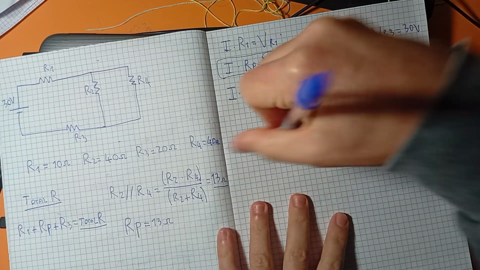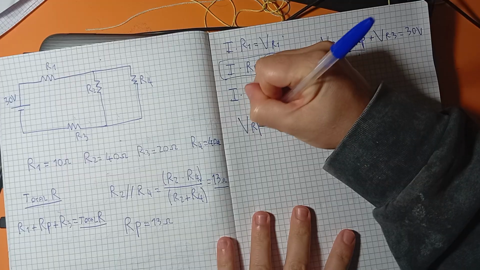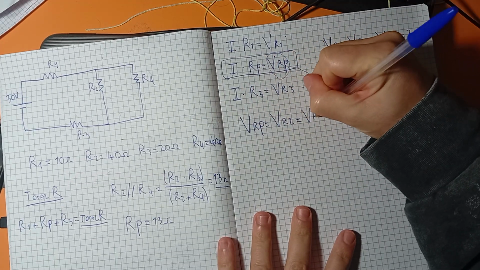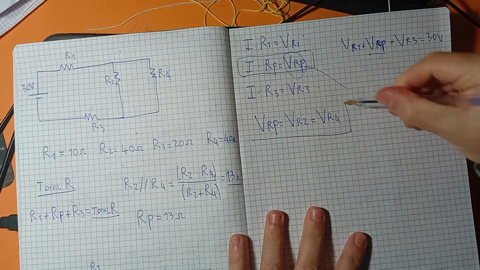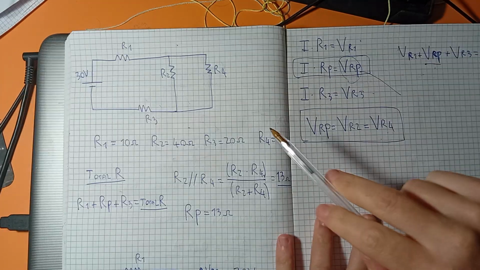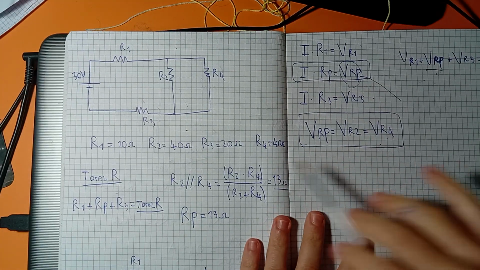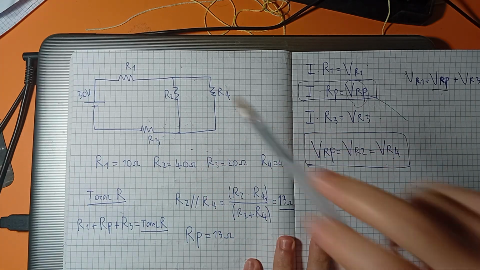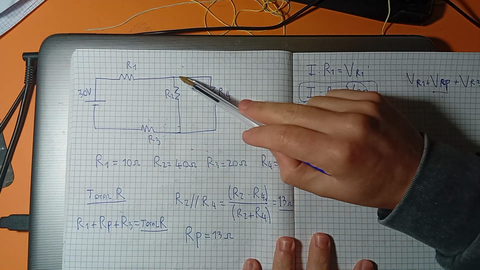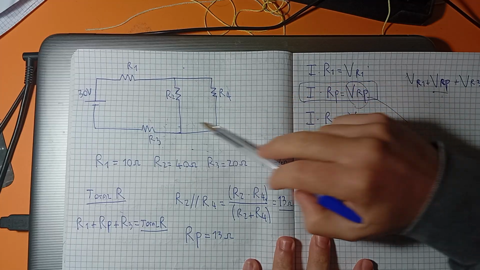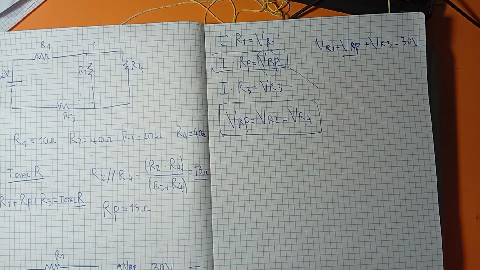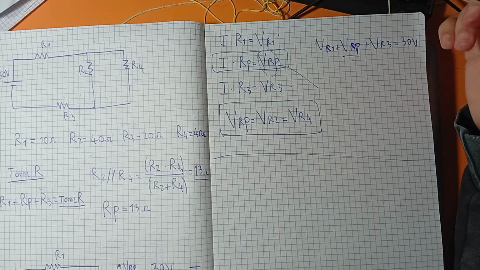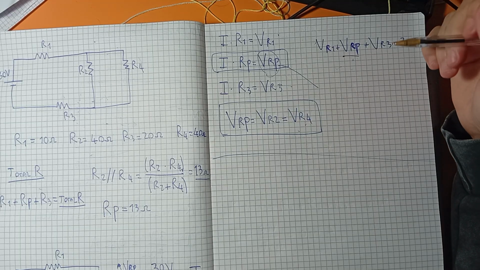So VRP is equal to VR2 and is equal to VR4. Remember this. This is very important to understand and to keep in mind. The total voltage drop here is equal to the voltage drop here and here. So now we have talked about the voltage partitioner. Let's talk about the current partitioner now.